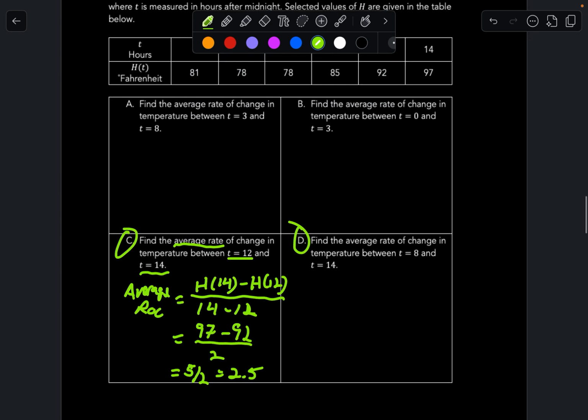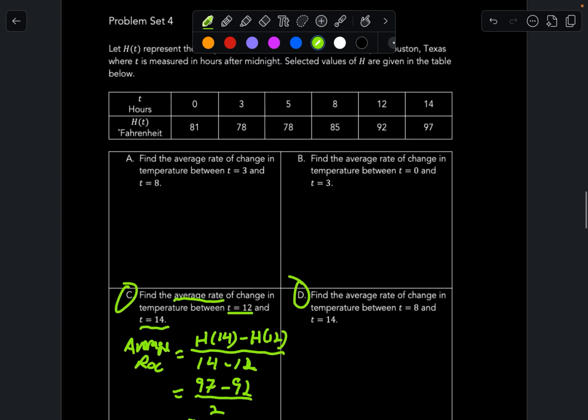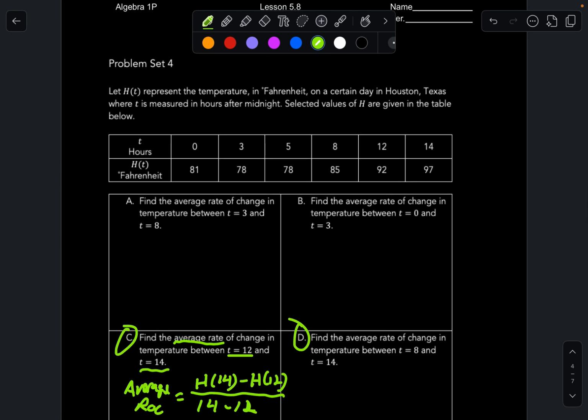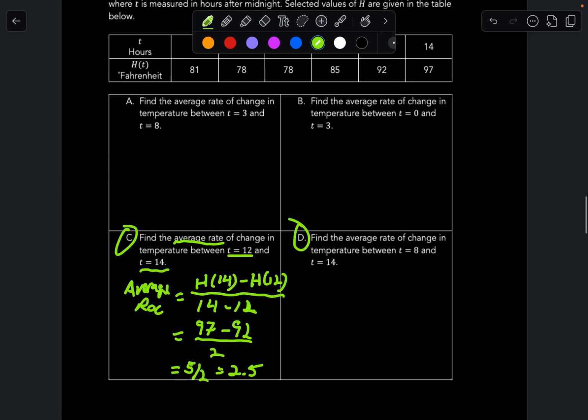Okay, and by the way, we have to put units. They gave us units. That's going to be degrees Fahrenheit per hour. Degrees F per hour.